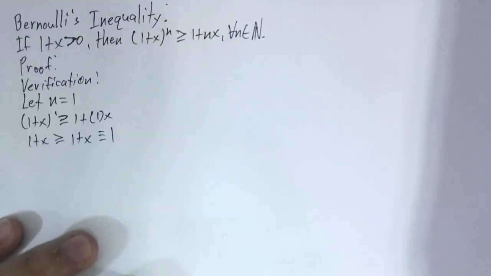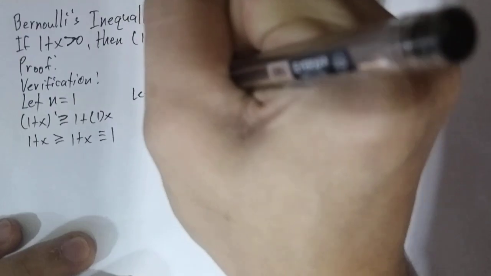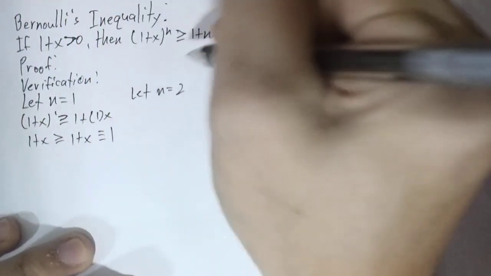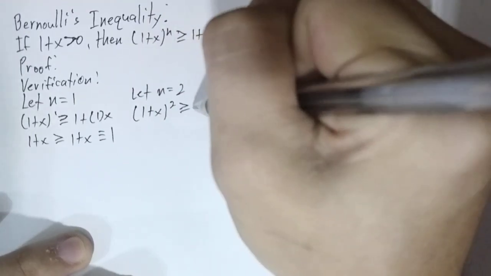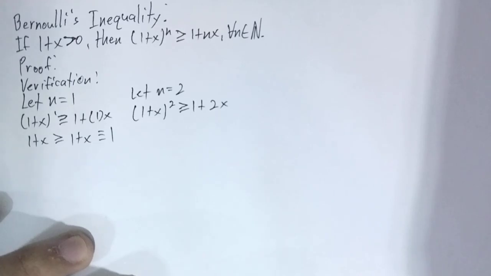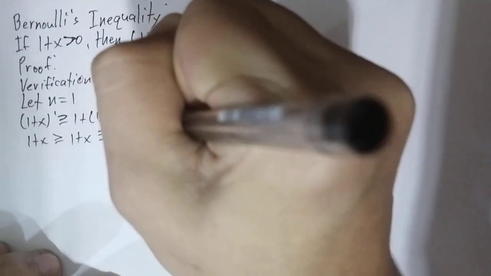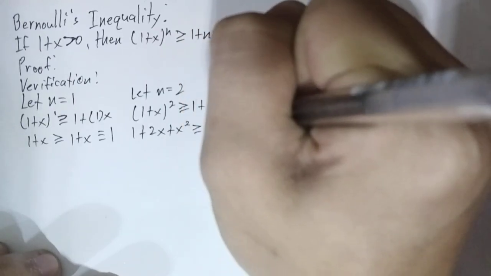Okay, good. Now next, we will let n be equal to 2. Now if n is equal to 2, then this will be the square of (1 plus x) being greater than or equal to 1 plus 2x, correct? Now we can turn this into a perfect square trinomial. So this will become 1 plus 2x plus x squared being greater than or equal to 1 plus 2x.